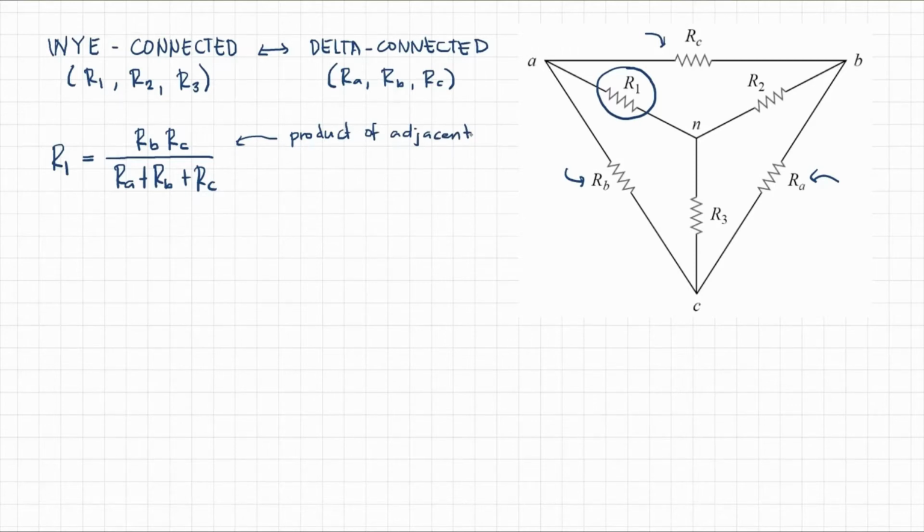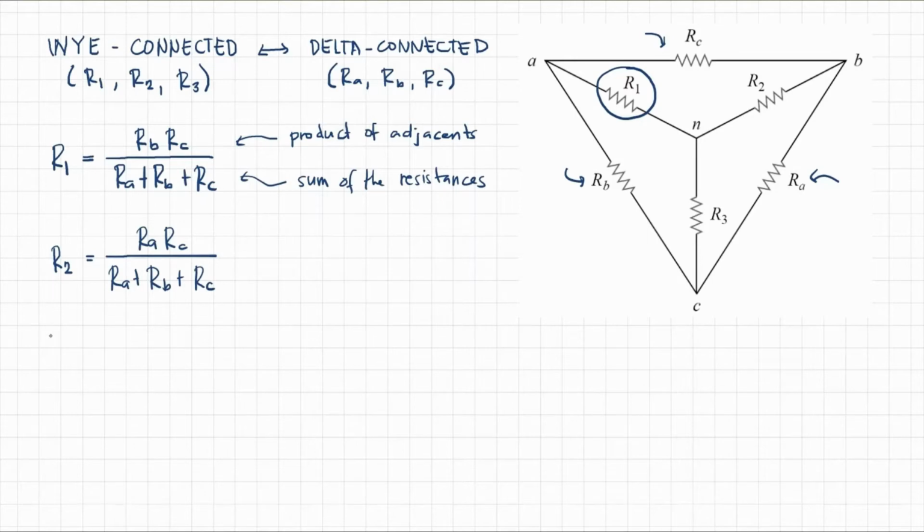So in this case, that is RB and RC if we're looking for R1, and then divided by the sum of the resistances connected in delta. So similarly, we can solve for R2. That would be RA times RC all over RA plus RB plus RC, because we can note that the adjacent resistances for R2 would be RA and RC. So similarly, for R3, we can calculate it by multiplying RA and RB and then dividing it by the sum, because we can observe in the figure that RA and RB are the adjacent sides for our R3.